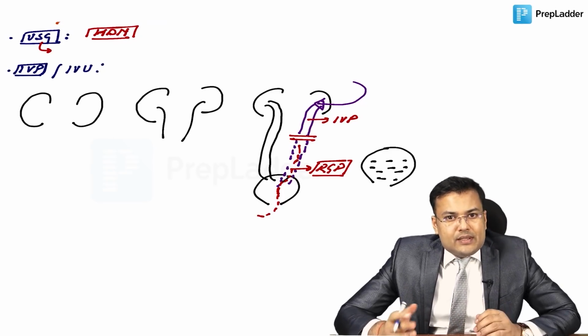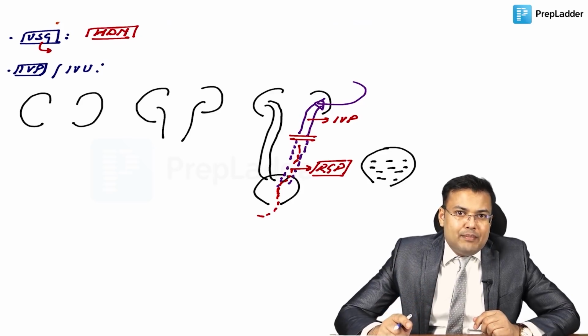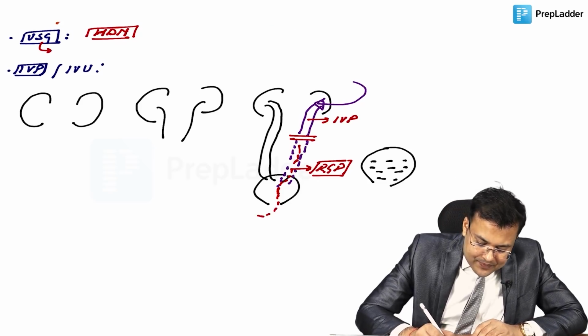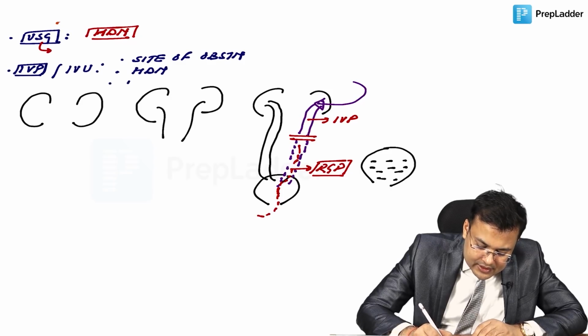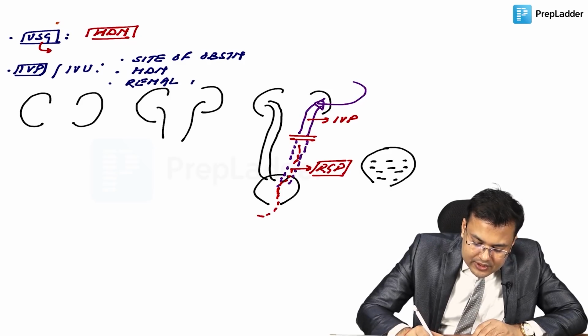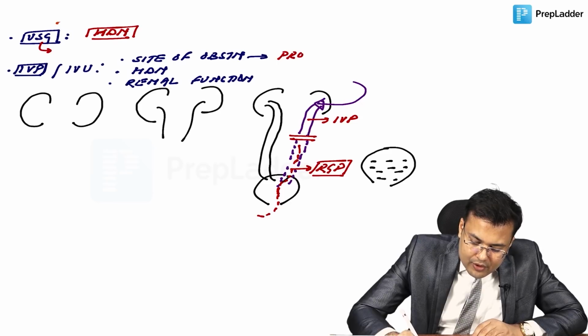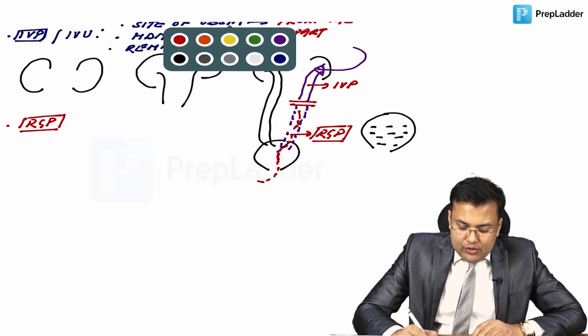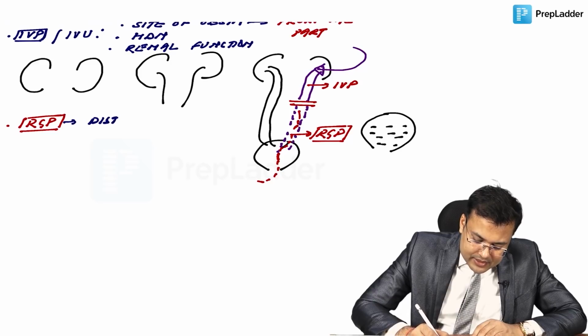So to assess the proximal part of obstruction, what is done? IVP. To assess the distal part of obstruction, what is done? RGP. Okay. So this IVP is for site of obstruction. This is for assessment of hydronephrosis and renal function. And it is going to assess which part of obstruction? Proximal part. And for the distal part, we go for RGP, retrograde pyelogram. So this is going to assess the distal part of obstruction.